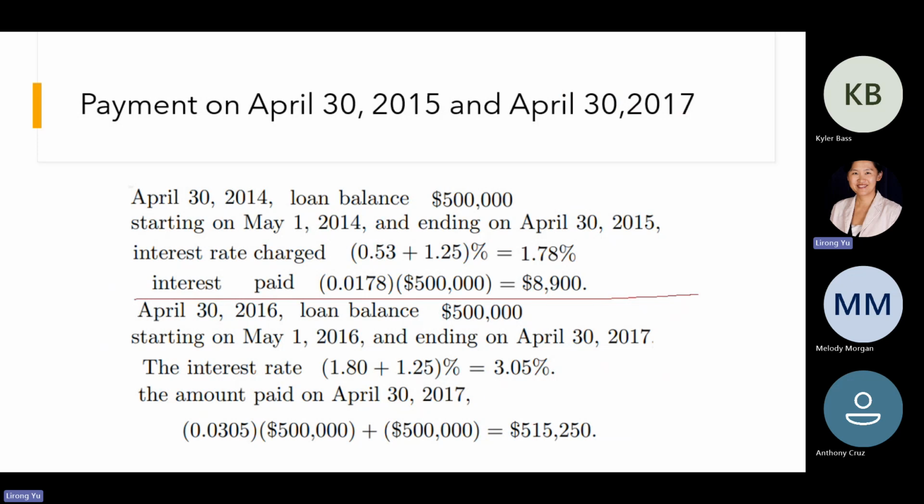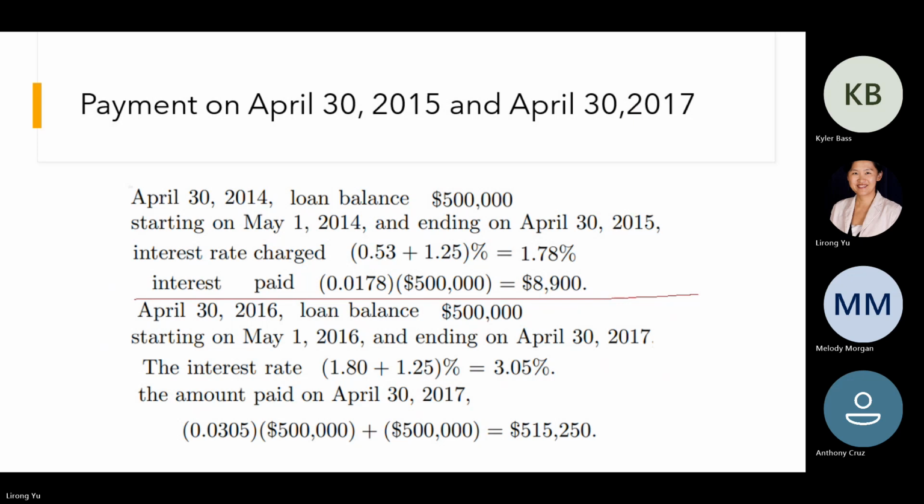So for April 2015, the payment should be the principal, which is 500,000, multiplied by the interest rate of 0.0178. So that's just the outstanding interest that we need to pay by the end of the year. Now, at the end of 2017, the payment is interest plus the principal. So you take the interest rate of 3.05% multiplied by the principal, that's your interest payment, plus the principal. So that you pay off the entire loan. And that's why the payment is a lot larger on that day.